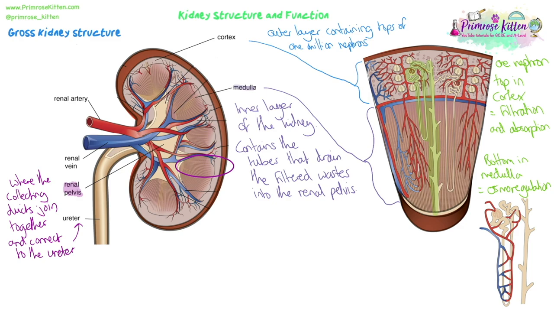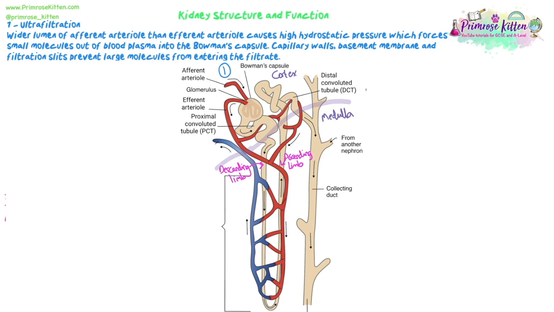We need to remember the cortex is on the outside, the medulla is on the inside. Top parts of the nephron are found in the cortex. The bottom parts of the nephrons are found in the medulla. So the first stage is ultrafiltration, and that is where we are at the glomerulus, which is the first part, and it involves the fact that there's a wider lumen of the afferent arteriole, so blood coming into the glomerulus, than at the efferent arteriole. So that gives us high hydrostatic pressure and forces small molecules out of the blood plasma into the Bowman's capsule, which is the cup that surrounds the glomerulus, which is a knot of capillaries.